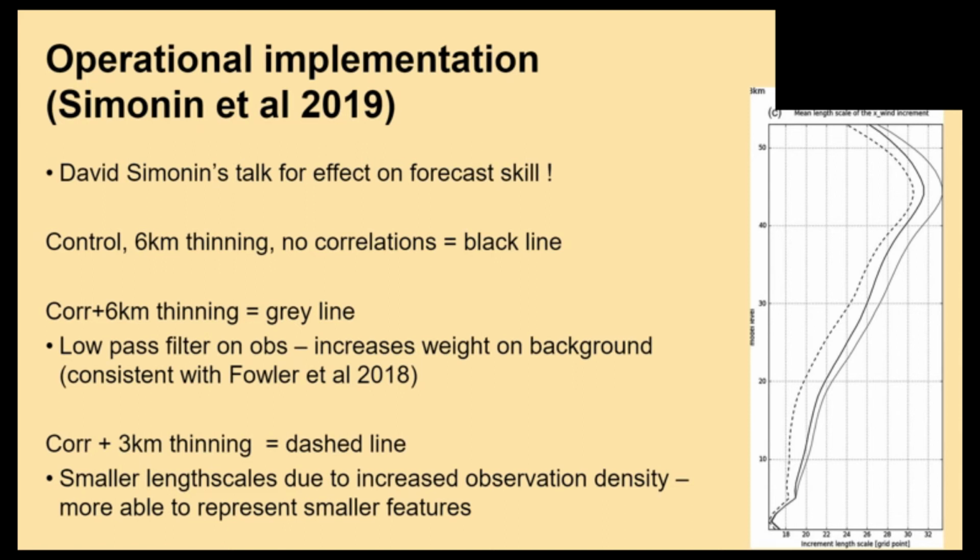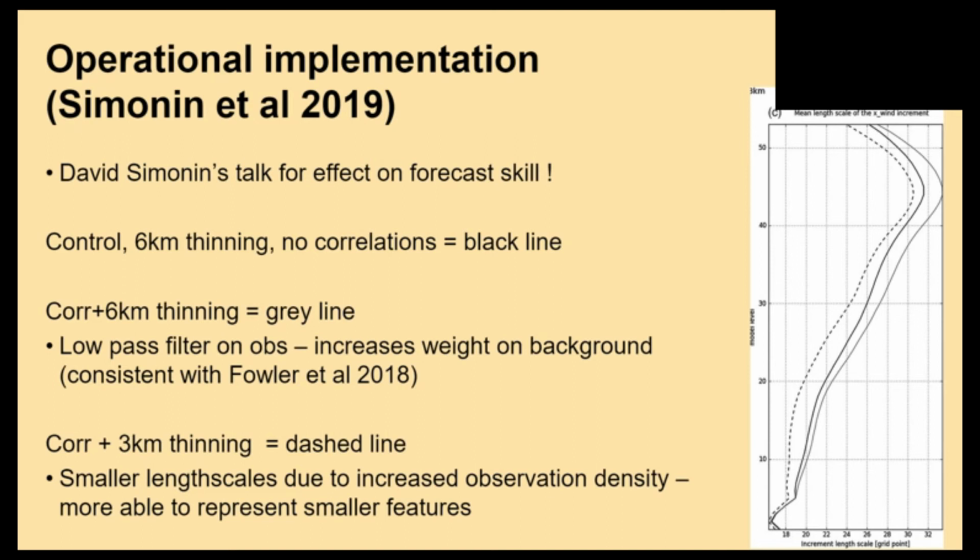So in that gray line, we've got longer length scale increments. And that's consistent with the theory, because what the correlations end up doing is to be a low pass filter on the observations. They increase weight on the background. And actually, it kind of demonstrated to us that in the old operational system, the observations were being slightly overfitted.